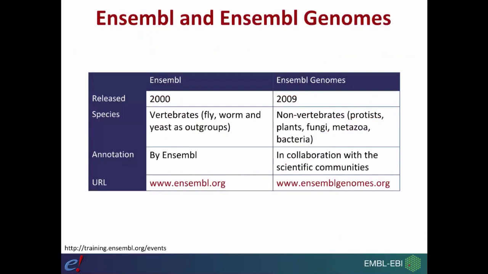Just to summarize that in this table, the main difference between Ensembl and Ensembl Genomes is that in Ensembl, the annotation is done by us, while for Ensembl Genomes, the annotation is done in collaborations with the scientific communities. So we actually only import annotation into Ensembl Genomes. And also Ensembl is 1 year older than Ensembl Genomes.